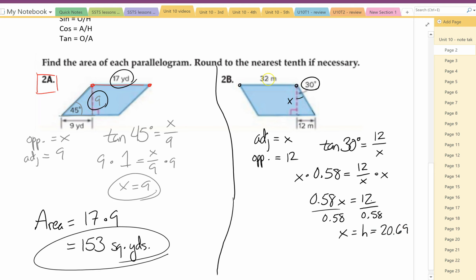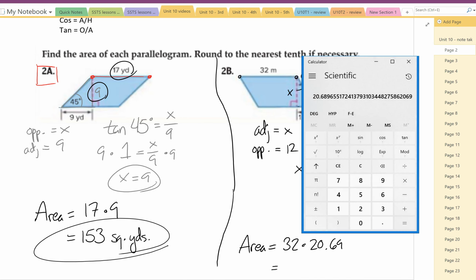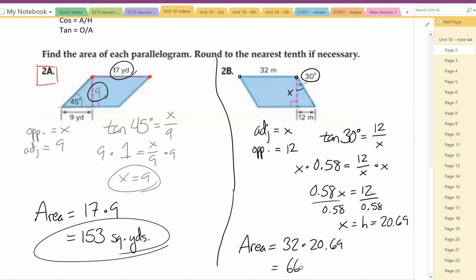So now I know a base, which is 32, and a height, which is 20.69, and to find the area I just need to multiply those two together. So I already have the height in here, so I'll just multiply that by 32, and the area of this parallelogram would be, let's just call that 662. And we're talking meters now, 662 square meters. That's the area of this parallelogram.